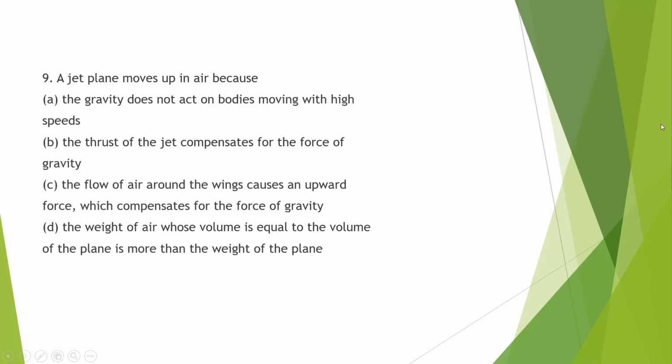Therefore, the correct option is option B. Option C says that the flow of air around the wings causes an upward force which compensates for the force of gravity. No, it is not true. The weight of the air whose volume is equal to the volume of the plane is more than the weight of the plane. No. So here the correct option is option B: the thrust of the jet compensates for the force of gravity.